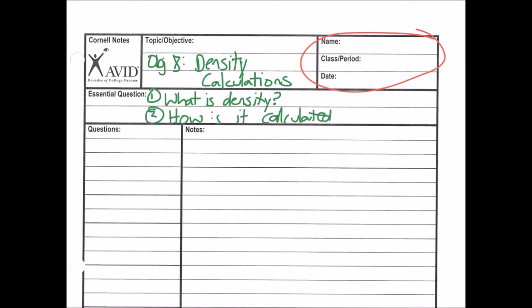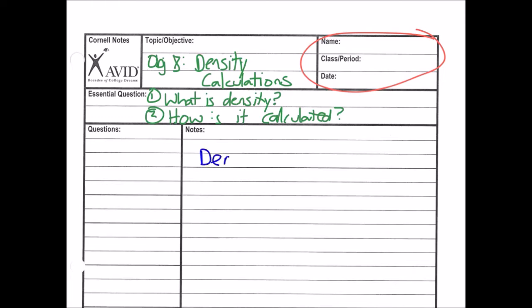Remember that you want to fill out your name, class period, and date, and our objective is density calculations. We have two essential questions. What is density is the first one, and the second one is how is it calculated? So the first thing we need to do is talk about what density is. So let's go ahead and do that now.